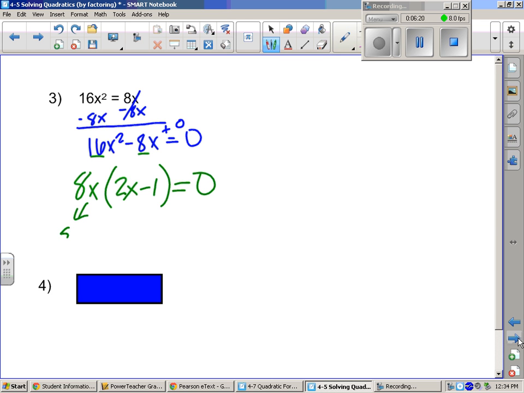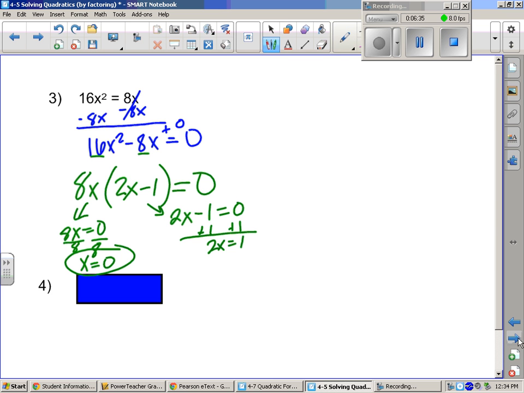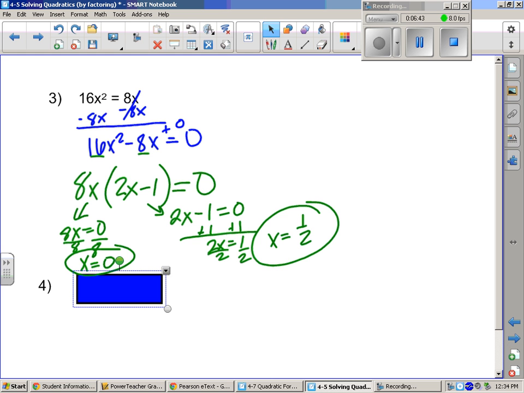Now set the factors equal to 0. This is my A. So 8x equal to 0. When you solve that, you're still just going to get 0. x equals 0 is one solution. For this one, 2x minus 1 equals 0. We will have to add 1, and then divide by 2. So we'll get 1/2. Two solutions.